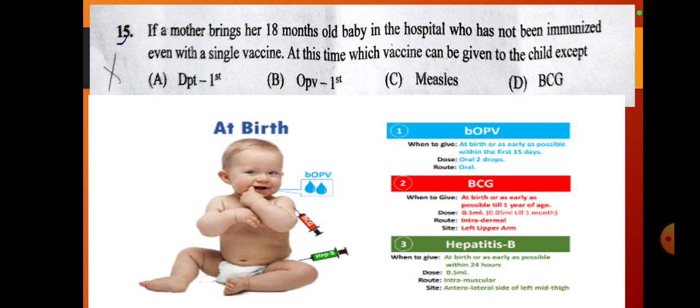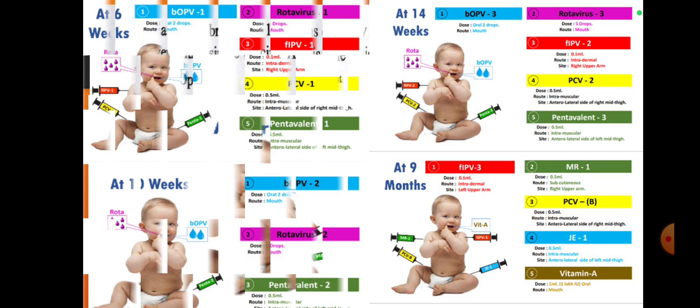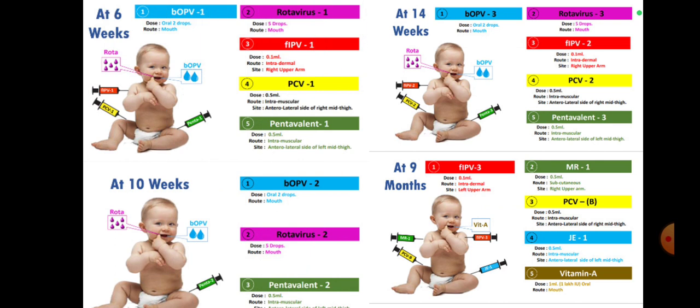And next is birth dose of hepatitis B. This is given at birth or as early as possible within 24 hours. The dose is 0.5 ml and the route is intramuscular and the site is anterolateral side of left mid-thigh. Next, at 6 weeks, bivalent OPV first dose. The dose is oral 2 drops and route is by mouth.